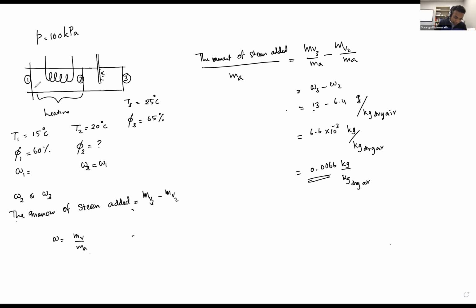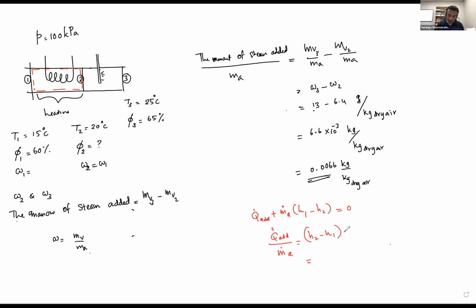and apply the first law of thermodynamics, there you get Q added, right, plus m dot A (h1 minus h2) equals 0. And then we can find this one, Q added per unit mass flow rate of dry air, so h2 minus h1. So now it's the problem of finding h1 and h2.